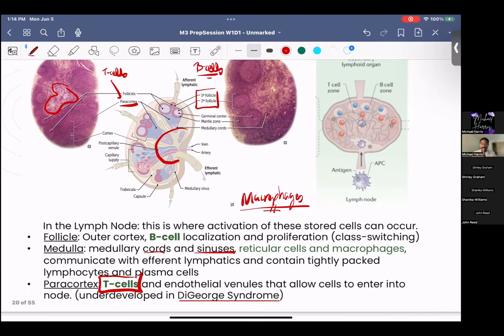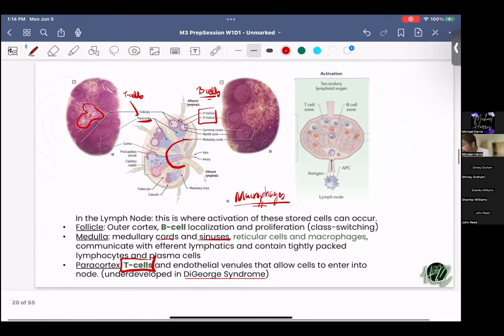Am I going too fast? Am I going too slow? I can speed up. I can slow down. No? Okay, good. All right, perfect.